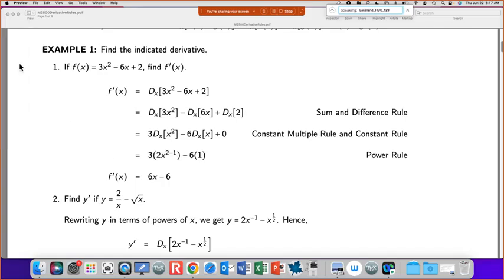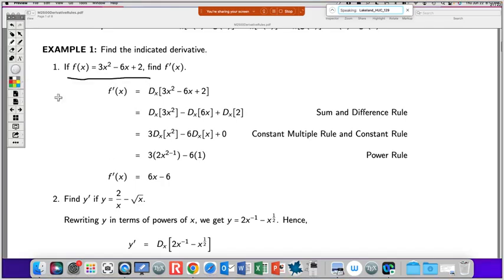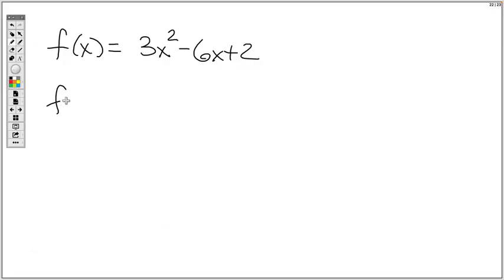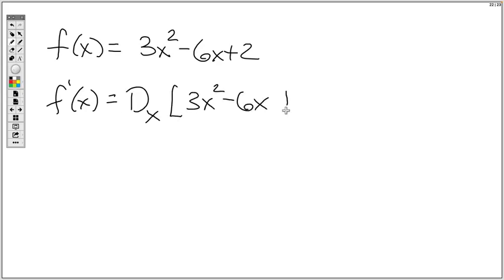So let's take a look at our first one here. f of x is 3x squared minus 6x plus 2. And they're asking for f prime of x. And we know that f prime of x means they're asking for the derivative. So here we go. There's my derivative. And I think you'll see as we work through these things why I prefer this notation for derivative, because it's going to show us what's actually happening in each step.